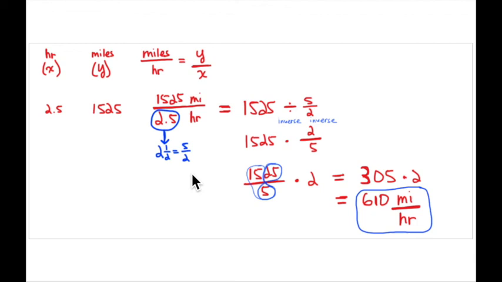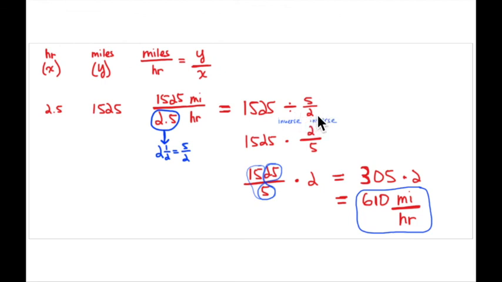The authors choose these numbers on purpose, and I'm going to show you that. So 2.5 is the same as 5 halves. So now you're going to divide by 5 halves. 1,525 divided by 5 halves.